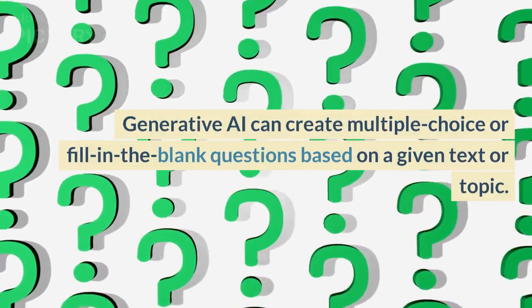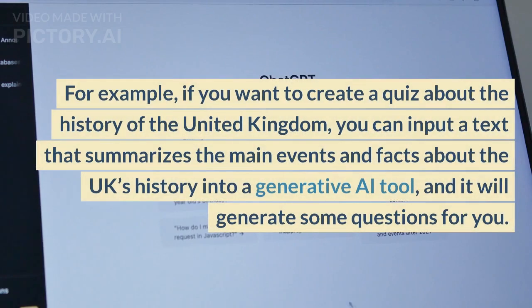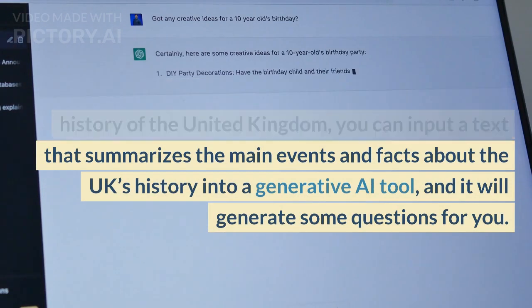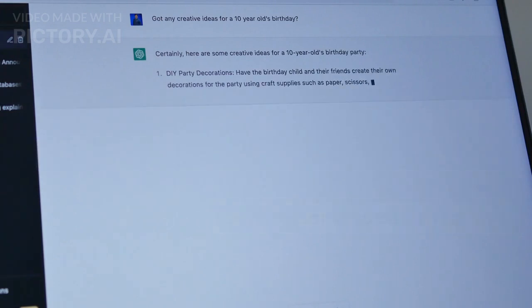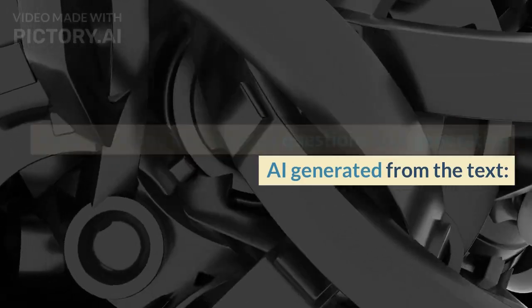Generative AI can create multiple-choice or fill-in-the-blank questions based on a given text or topic. For example, if you want to create a quiz about the history of the United Kingdom, you can input a text that summarizes the main events and facts about the UK's history into a generative AI tool, and it will generate some questions for you. Here are some examples of questions that generative AI generated from the text.